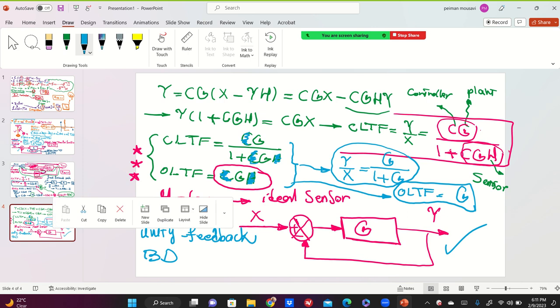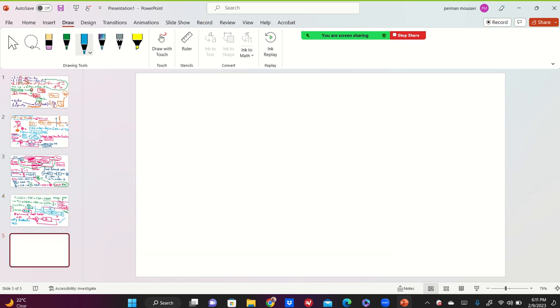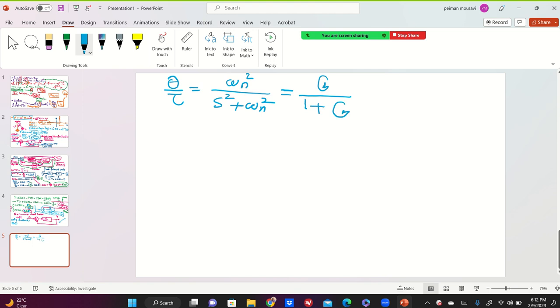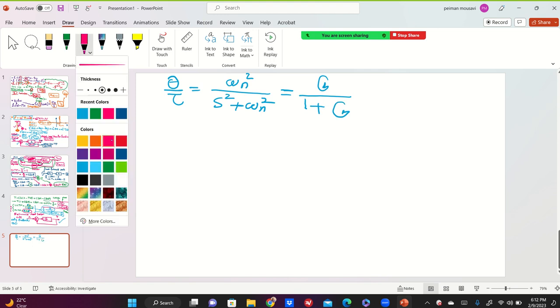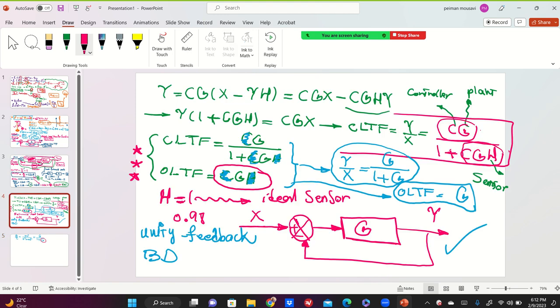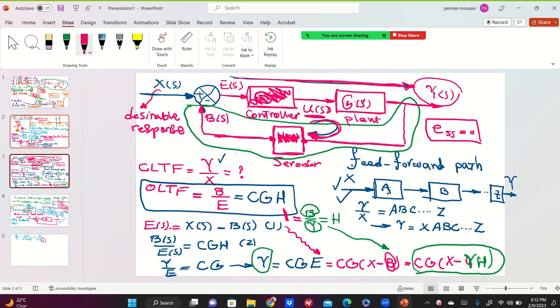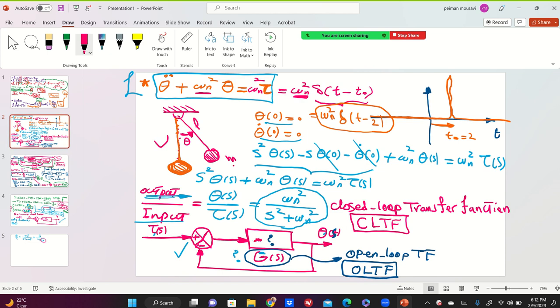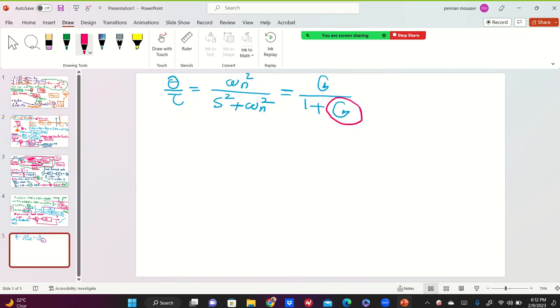So, I said that output over input, this is just an example, is omega n square over s square plus omega n square. And this is equal to G over 1 plus G, because this is the closed loop transfer function. And the G here, based on what I taught today, is the open loop transfer function to be replaced here, as I'm going to do in Simulink in MATLAB.